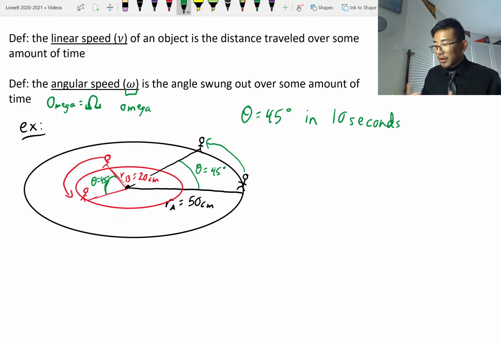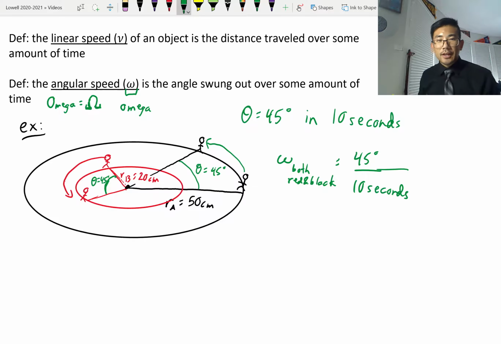Now, our angular speed, our omega, for both red and black, would just be 45 degrees divided by 10 seconds. That's not usually how you report angular speed, though. Usually, you'll report it as revolutions per minute. I don't really know why, actually, but it's just the most common way to say it. So let's actually do that.